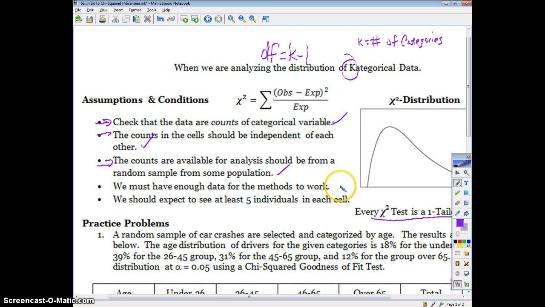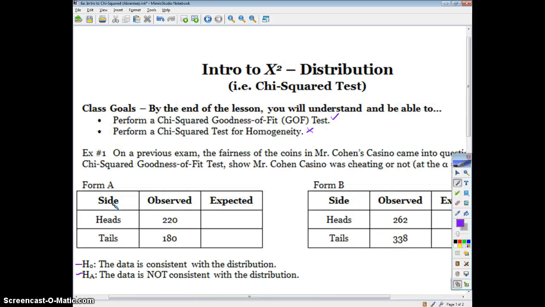Then the last two kind of work together. We must have enough data for the methods to work. But how much? We should expect to see at least 5 individuals in each expected cell. Again, I'm saying expected because it's the expected value part. So, is the sample big enough? Those two conditions are similar to the number of successes and number of failures greater than 10 when we were dealing with proportions. All right, example number 1.